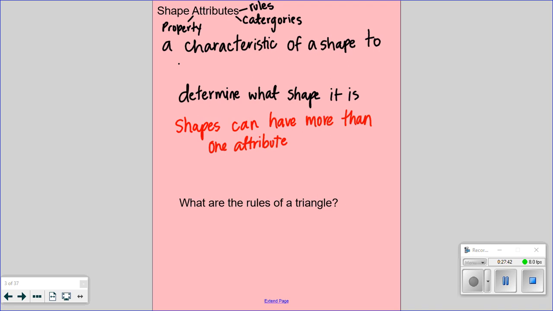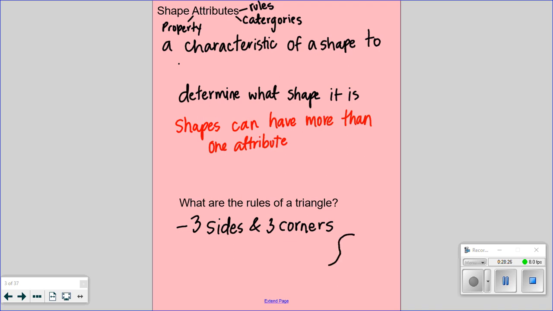The attributes of a triangle you likely learned in 1st grade. In order for the shape to be a triangle, what's something that it has to have? Avery? It has to have 3 sides and 3 corners. 3 sides, 3 corners. Are there any other rules? Ava? They don't have to be equal. They don't have to be equal.